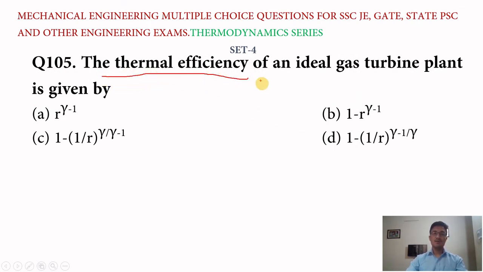the thermal efficiency of an ideal gas turbine plant is given by, we have four options. Option A, R raised to the power gamma minus 1. Option B, 1 minus R raised to the power gamma minus 1. Option C, 1 minus 1 divided by R whole raised to the power gamma divided by gamma minus 1. And option D, 1 minus 1 divided by R whole raised to the power gamma minus 1 divided by gamma. So the answer is D, that is 1 minus 1 divided by R whole raised to the power gamma minus 1 divided by gamma, where R is the compression ratio, as you all know.